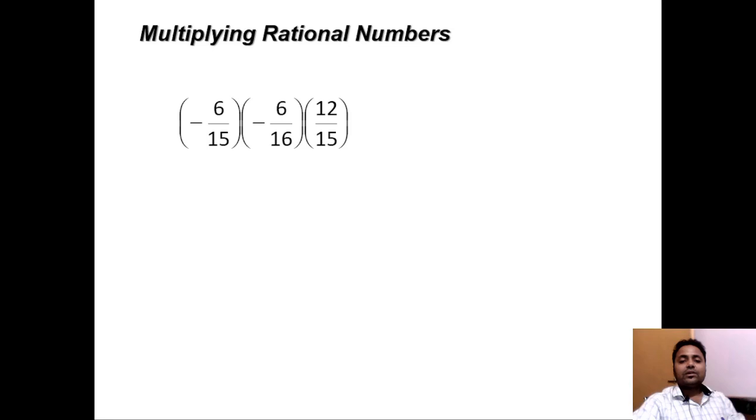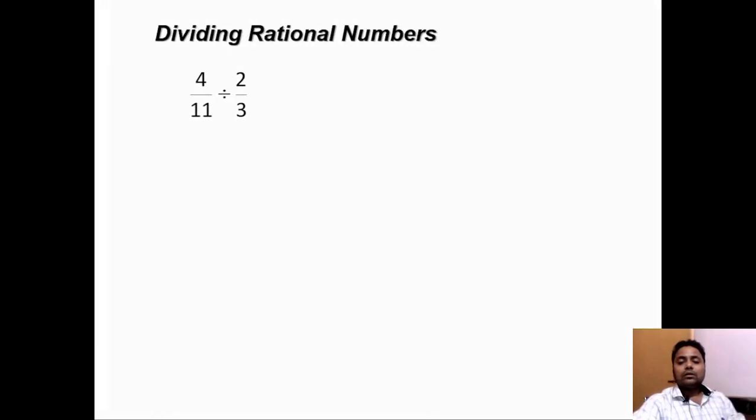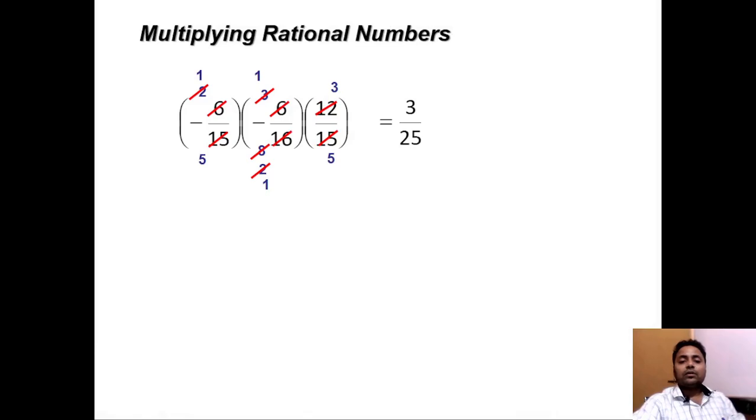Now multiplying rational numbers, like minus 6 by 15, minus 6 by 16, 12 by 15. So we can see here 3 divides 6 2 times, 3 divides 15 5 times, 3 divides 6 3 times, 2 divides 6 3 times, 2 divides 16 8 times. Same, 3 divides 12 3 times and 3 divides 15 5 times. So here we can see 3 by 25 is the final answer after multiplying all the numerators and all the denominators.